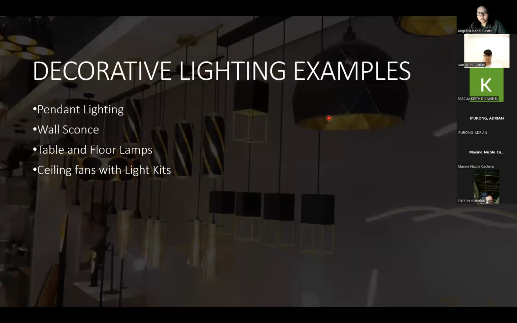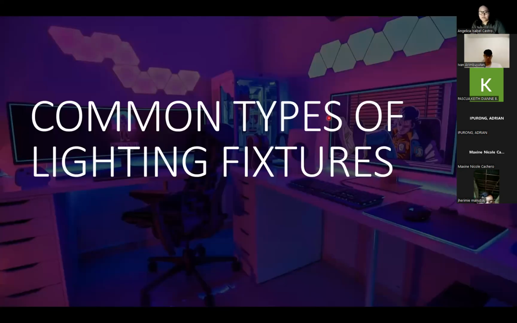Sige. So, before I show you a sample of a plan, your decorative lighting fixture examples are pendant lighting, wall sconces, table and floor lamps, ceiling fans with light kits. That's an example of decorative lighting.